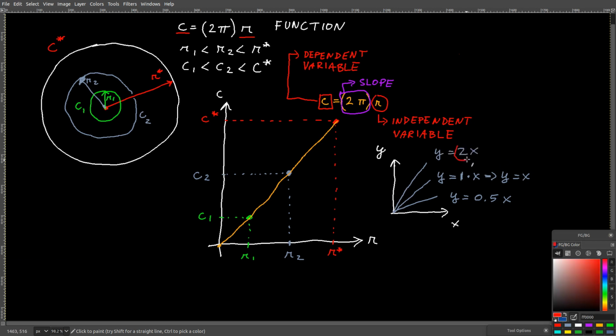You can see that this one has a bigger slope, and so this line is more vertical. But the smaller your slope is, the less vertical this line is. It's more horizontal.